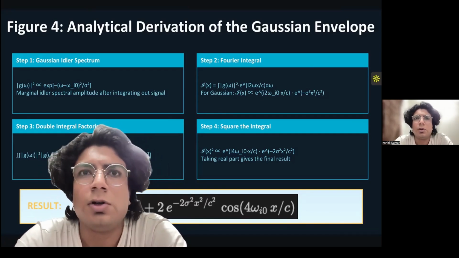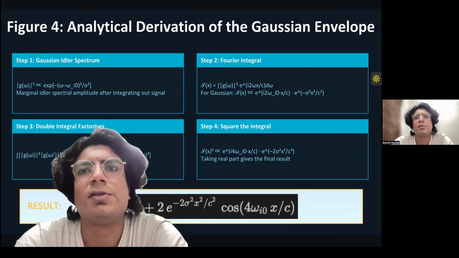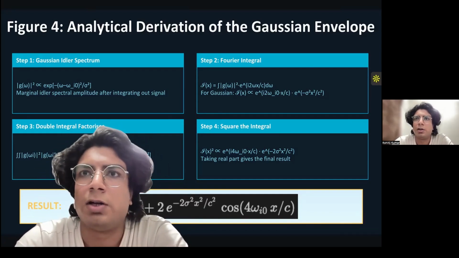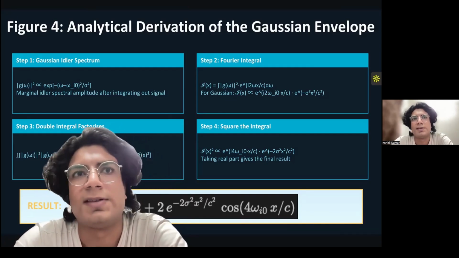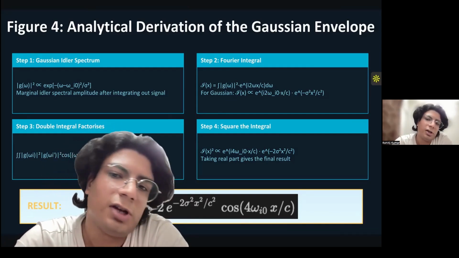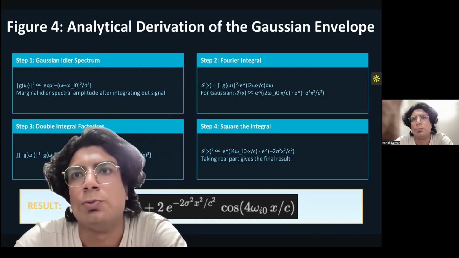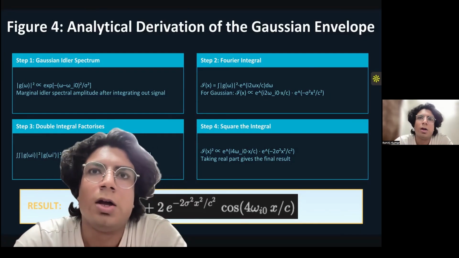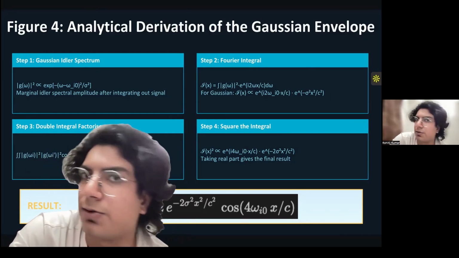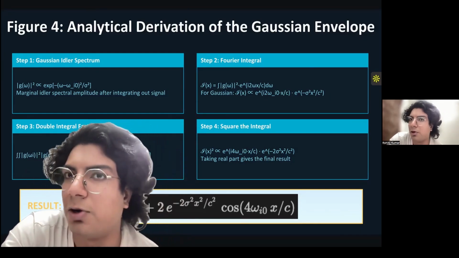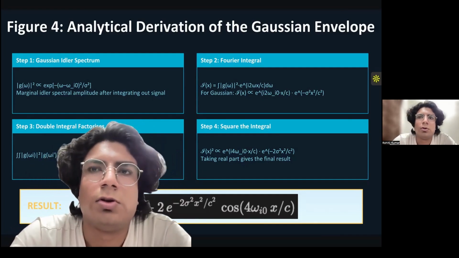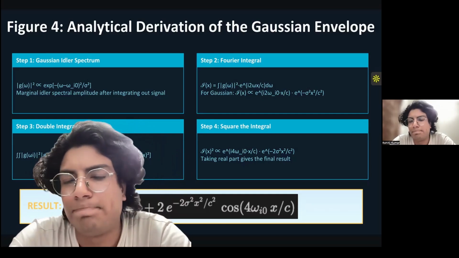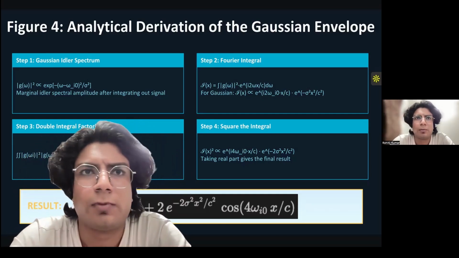So finally, in step 4, squaring the integral gives a final analytical result, which is e to the power i 4 omega i naught x by c. So for the double-frequency oscillation, we are going to multiply it by e to the power minus 2 sigma squared x squared by c squared for our envelope part. So this is a very thought-provoking result.